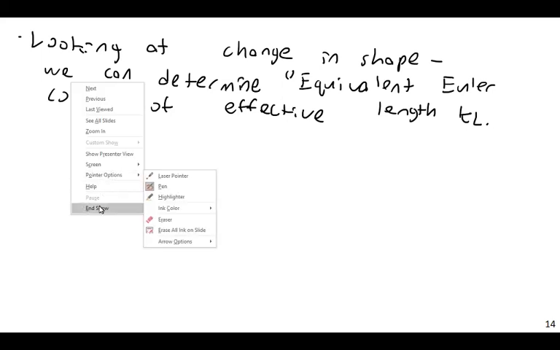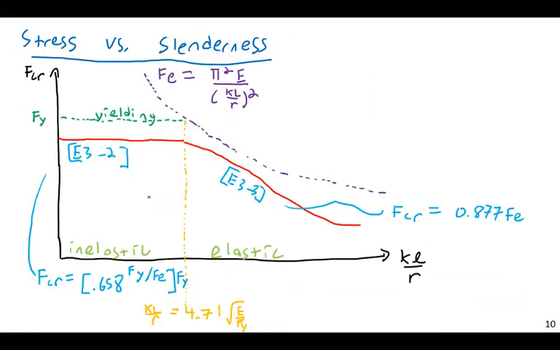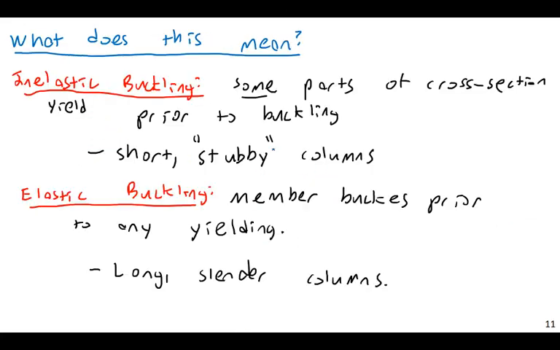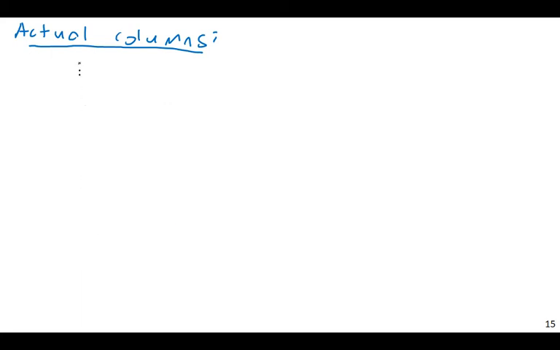Let's look at actual columns. Again, I've mentioned that we have a slight difference between the idealized Euler and yielding case and the actual equations, the equations you see in the AISC manual. These account for a few things. In actual columns, you're never going to have a purely concentric loading. That is fundamentally impossible. In any kind of real system actually made of atoms, you're never going to have a truly 100% concentric loading, just like you can never have a 100% pin-pin truss member or something like that.